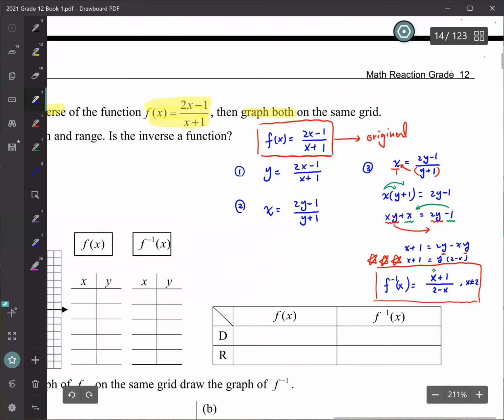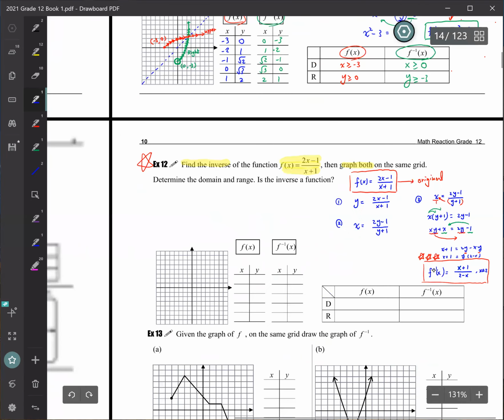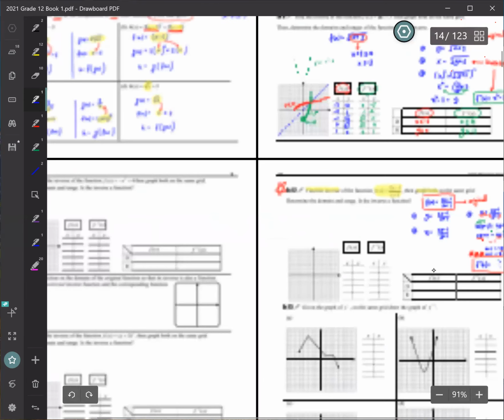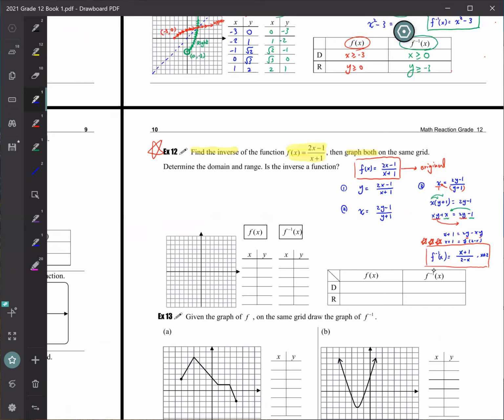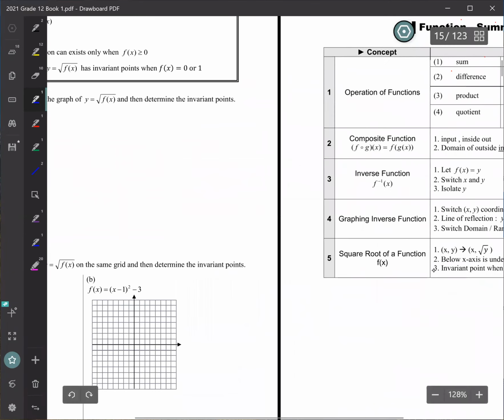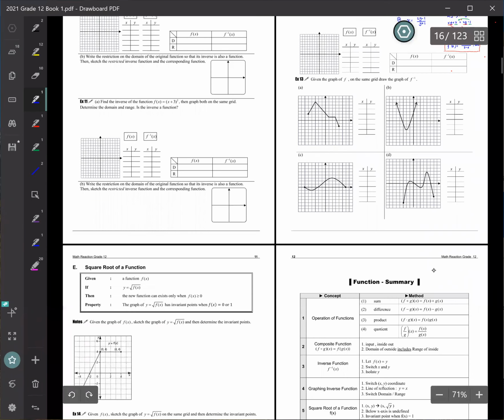So that's all we're going to do. Remember how to find inverse. Next we will be talking about the other page, page 9. Next week we should be able to finish this chapter. We still have one more page, called the square root of a function, and then we're done with this chapter.